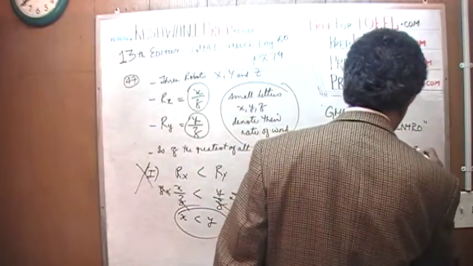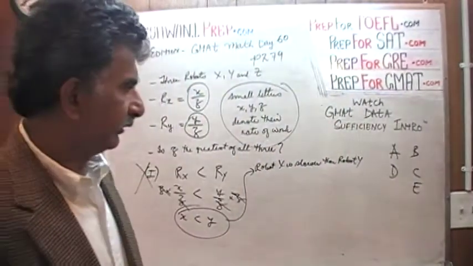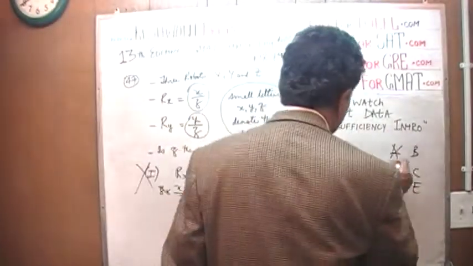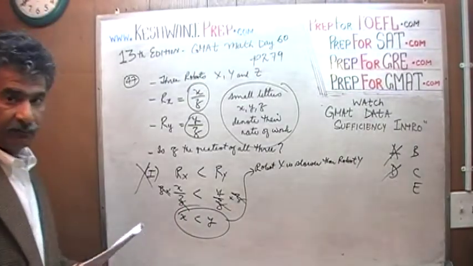A, D, B, C, E. The first statement by itself is not sufficient. Therefore, the answer cannot be A, nor can it be D. The answer has to be either B, C, or E. Let's look at the second statement, shall we?